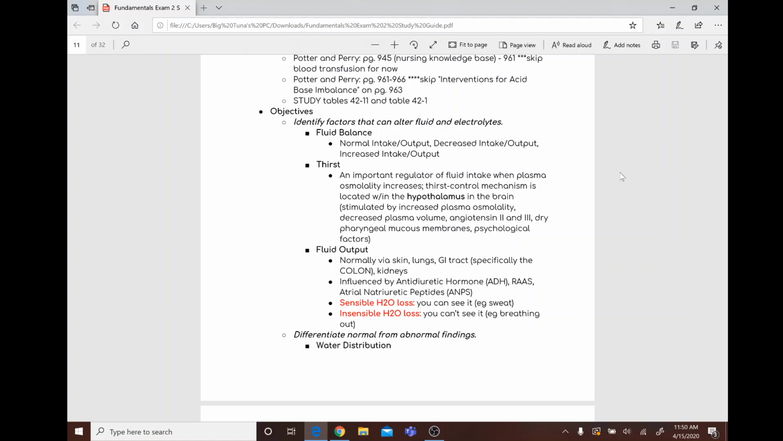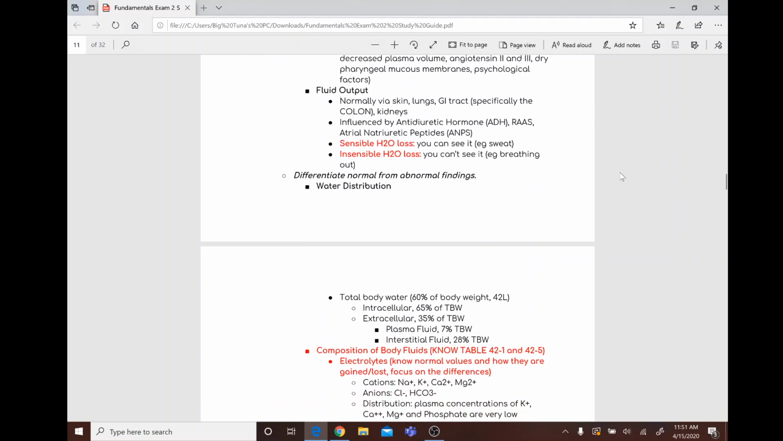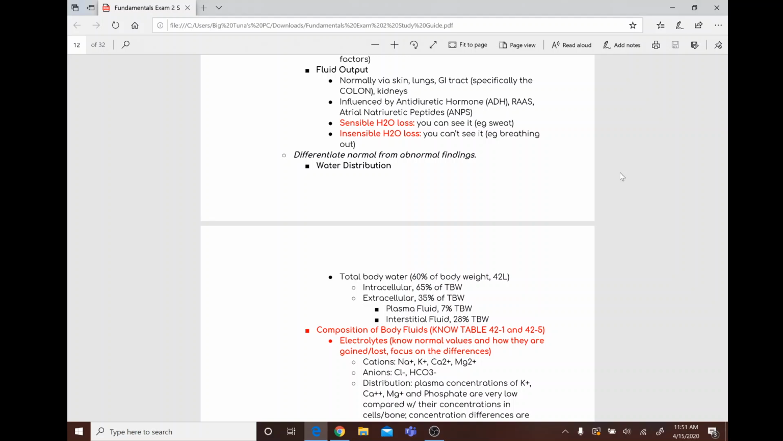All right, what organs in the body control fluid output? Skin, lungs, GI tract, specifically the colon, and kidneys. What influences fluid output? ADH, RAS system, and ANPs. What is sensible water loss? You can see it, like sweat. What is insensible water loss? You can't see it, like breathing out.